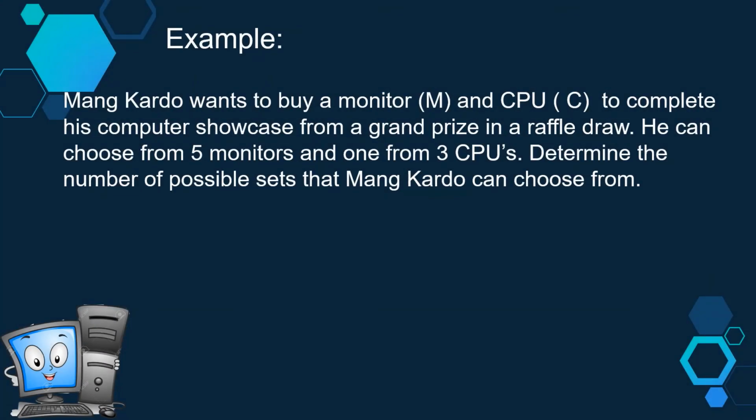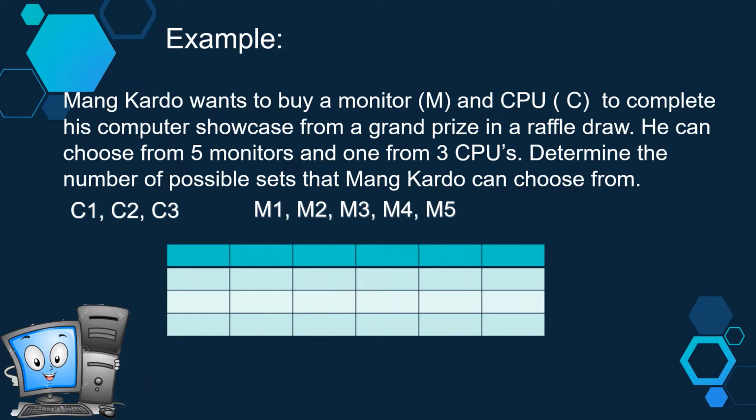Next example. Mancardo wants to buy a monitor and CPU to complete his computer showcase from a grand prize in a raffle draw. He can choose from 5 monitors and 1 from 3 CPUs. Determine the number of possible sets that Mancardo can choose from. Now, we will let C1, C2, and C3 represent the 3 CPUs, and M1, M2, M3, M4, and M5 represent the 5 monitors. Now, gawa tayo ng table.